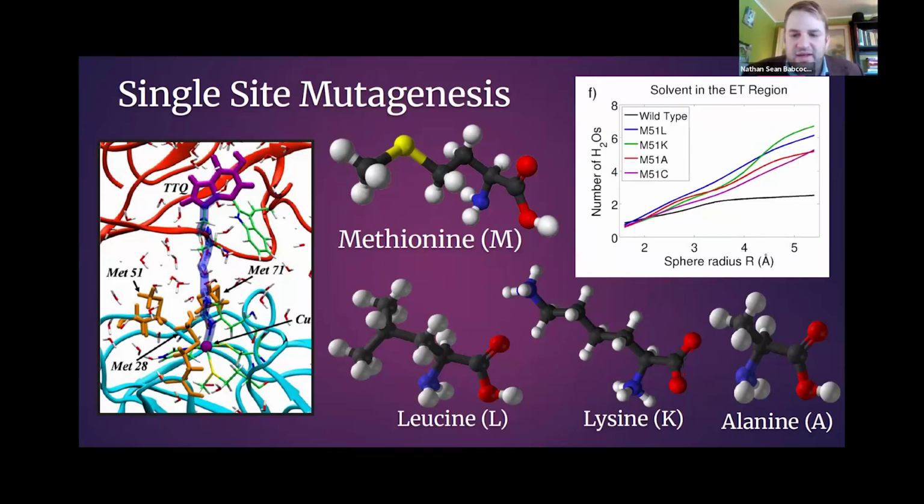And they speculated that it could have something to do with the water molecule, which had been revealed in previous crystal structures dating back to the 90s. Now, in our simulations, we found that indeed, if we looked at the so-called wild type simulation with the methionine residue there, we had only about 2 or maybe 3 at most water molecules, about 2 on average, in the ET region, that protected region between the 2 proteins. But when we changed to leucine, lysine, or alanine at that same 51 position, the number of water molecules sitting between the proteins increased as many as 3-fold.